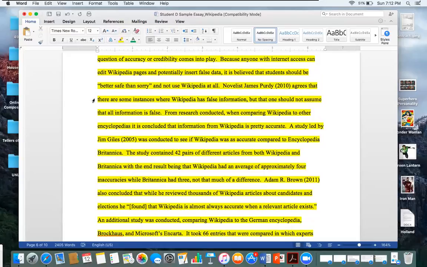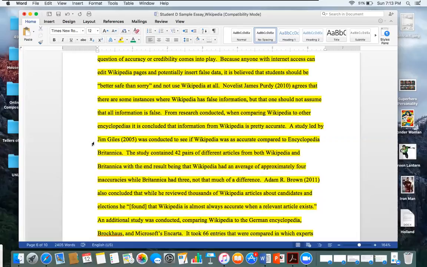Novelist James Purdy agrees that there are some instances where Wikipedia has false information, but one should not assume that all information is false. From research conducted when comparing Wikipedia to other encyclopedias, it is concluded that information from Wikipedia is pretty accurate. A study led by Jim Giles was conducted to see if Wikipedia was as accurate compared to Encyclopedia Britannica. The study contained 42 pairs of different articles from both Wikipedia and Britannica, with the end result being that Wikipedia had an average of approximately 4 inaccuracies, while Britannica had 3, not that much of a difference.